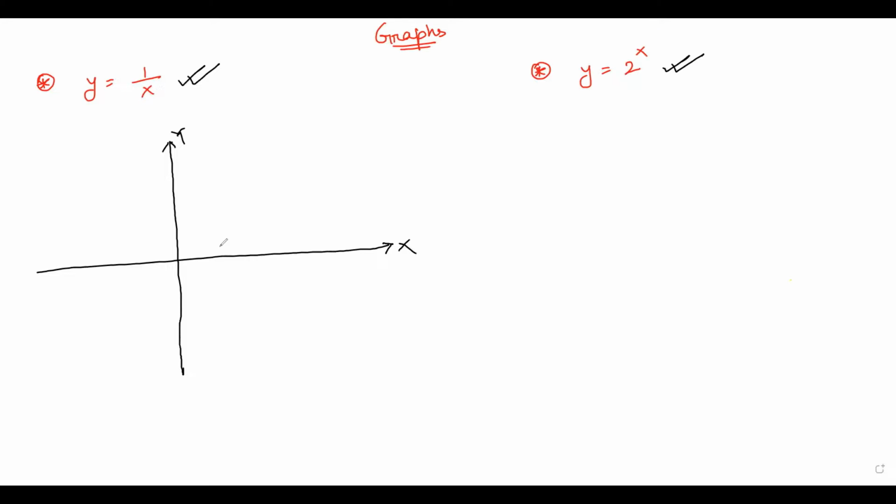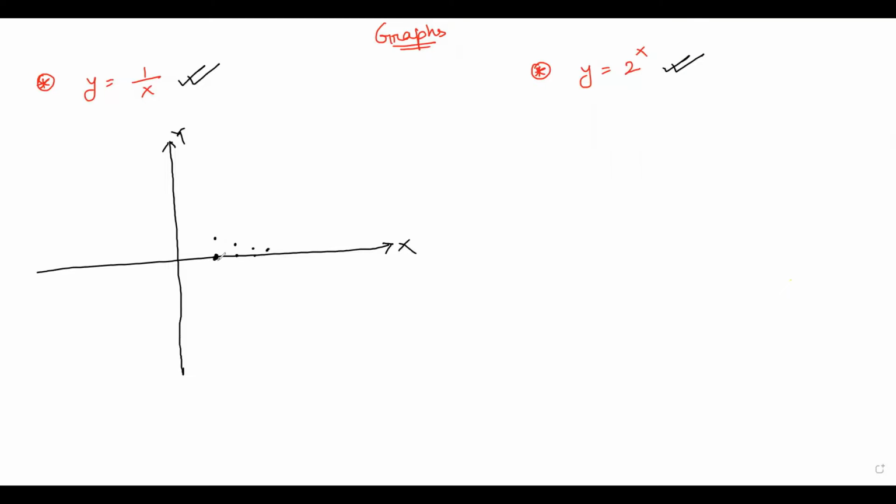At x equal to 1, say somewhere here, the value of y will also be 1, let's say somewhere here. At x equal to 2, the value of y would be 1 by 2, that is 0.5, say somewhere here. At x equal to 4, the value of y would be 1 upon 4, that is 0.25, let's say somewhere here. And at x equal to 8, the value of y would be 1 by 8, that is 0.125, let's say somewhere here, and so on. So that means if we keep on increasing the value of x, the value of y keeps on decreasing.